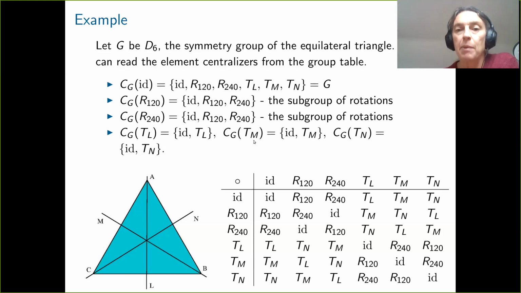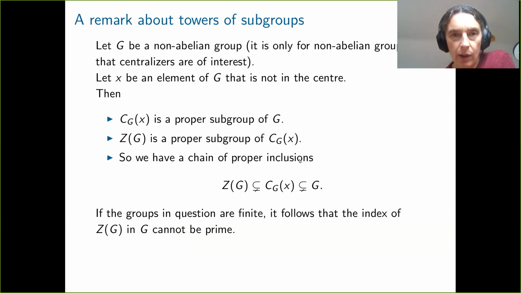The centralizer of TM only consists of the identity element and TM, and the centralizer of TN only of the identity and TN itself. So this is just really the list of centralizers of all of the 6 elements of D6. It's just included as an example to confirm our understanding of the definition, really. There'll be a few tasks on the next homework sheet to calculate the centralizers of certain elements in matrix groups, which can be quite an interesting task as well.